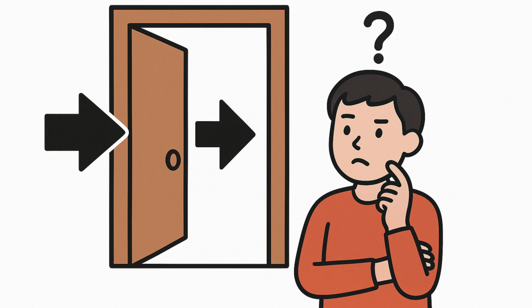Many English learners get confused between in and into. They often use in even when movement is involved. But into has a very specific job in English. It shows movement from the outside to the inside of something. Today, we'll clearly understand how into works and how to use it correctly.